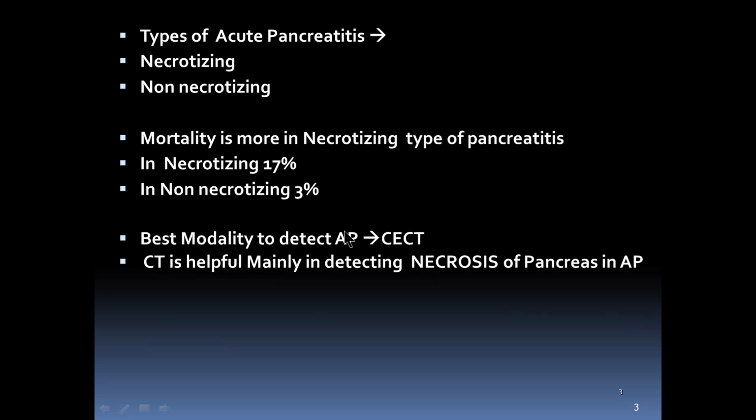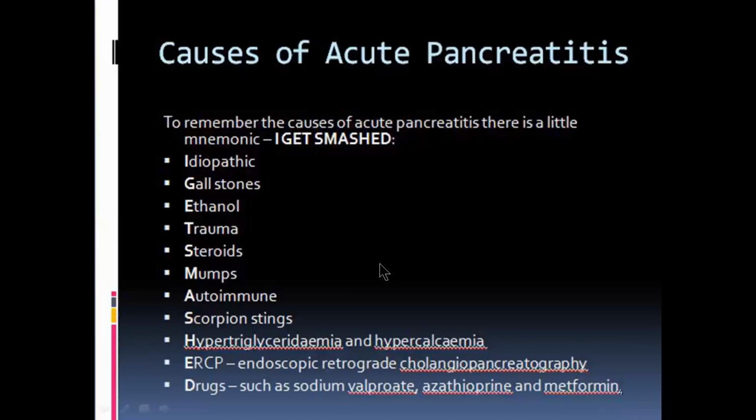The best modality to detect acute pancreatitis is contrast enhanced CT scan. It is helpful in detecting especially necrosis of the pancreas in case of acute pancreatitis.